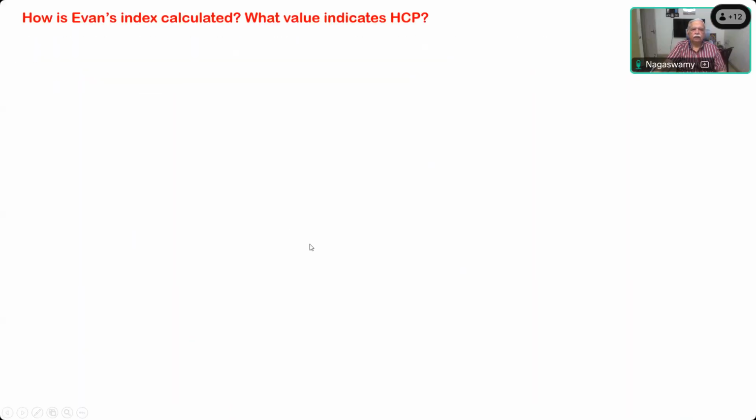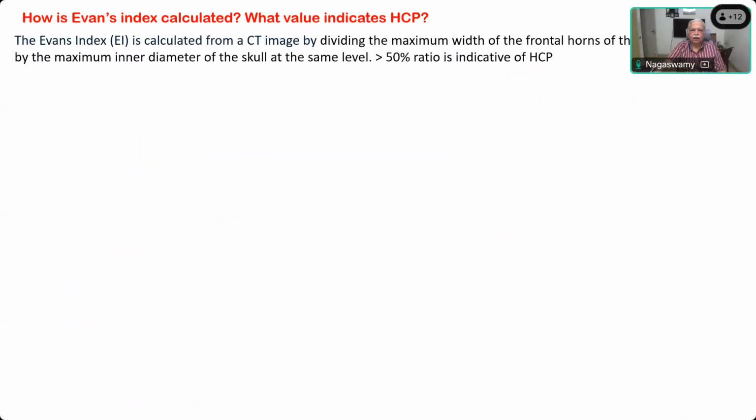And what is Evans index and how is it calculated? What is its importance? Evans index is the diameter of the frontal horn ventricle divided by the diameter of the biparietal skull. If it is greater than 50%, it is hydrocephalus. In which one do you calculate that? Is it in X-ray, CT, MRI? With CT brain. It is calculated from the CT image by dividing the maximum width of the frontal horns of the lateral ventricles by the maximum inner diameter of the skull at the same level.